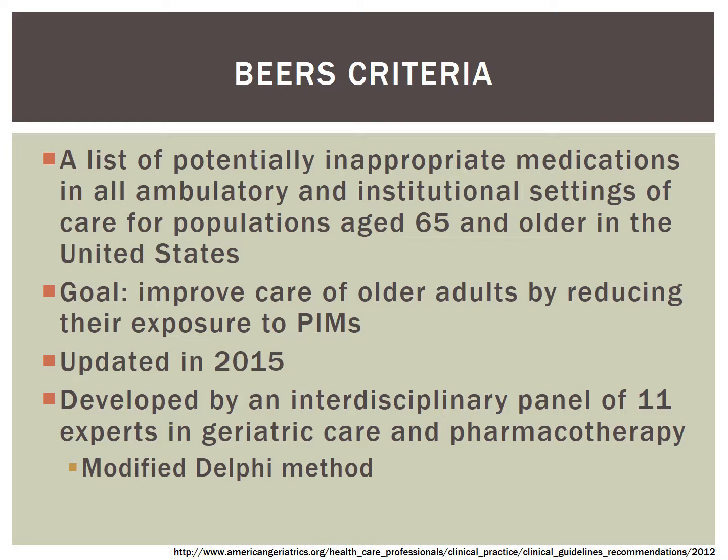The goal of Beers criteria is to improve care of older adults by reducing their exposure to PIMs. It was most recently updated in 2015. It was developed by an interdisciplinary panel of 11 experts in geriatric care and pharmacotherapy using the modified Delphi method.